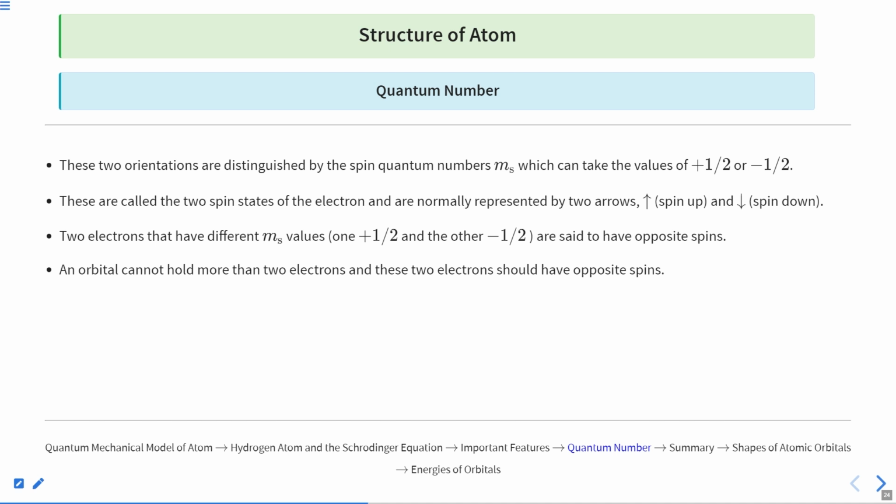If it is asked what is the number of electrons in an orbital, it will always be 2, irrespective of the orbital you are talking about, right? So this is very, very important.